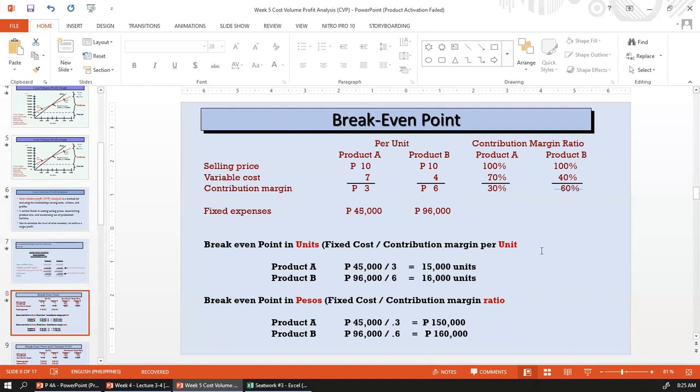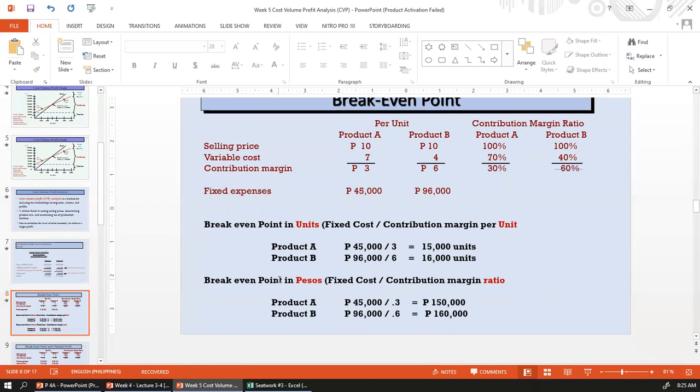Okay, now we compute for the break-even point in units. For product A, fixed cost over your contribution margin per unit will give you a break-even sale of 15,000 units. With product B, a fixed cost of 96,000 divided by your contribution margin per unit of 6 pesos will give you a break-even point in units of 16,000 units.